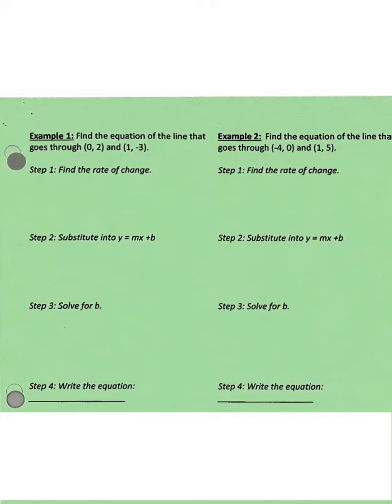So in this video, I'm going to go over how to find the equation of the line of best fit when we know 2 points. So when we have 2 points, the first step that we need to do is to find the rate of change. So we do that by finding the slope, which we know that slope is change in y, so y2 minus y1 over x2 minus x1.